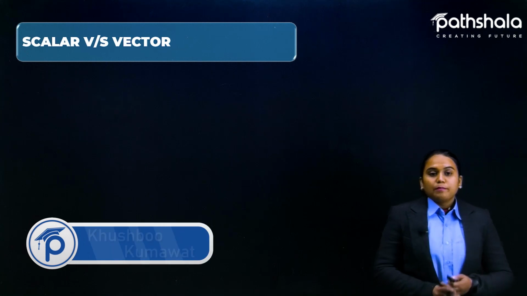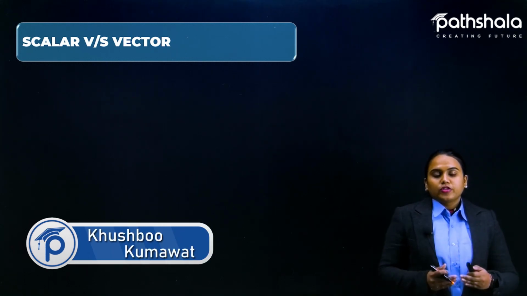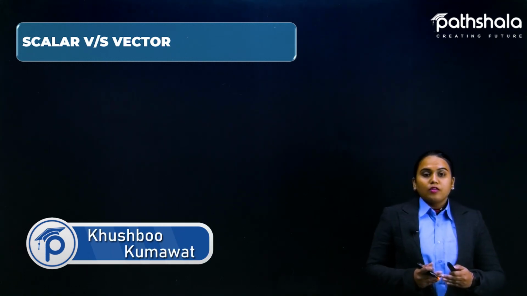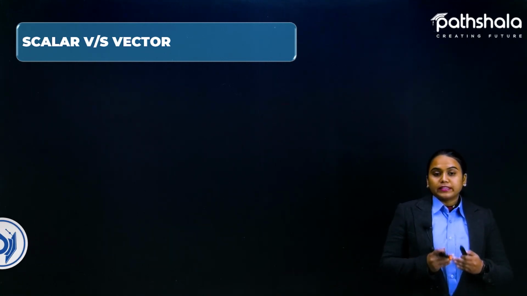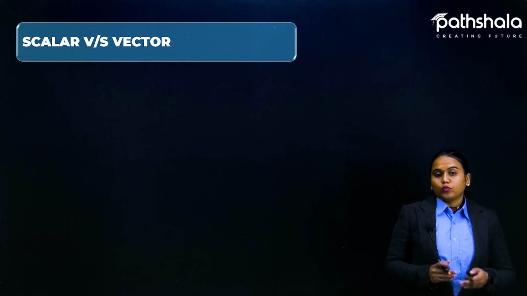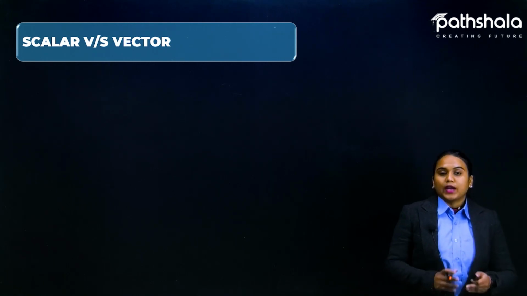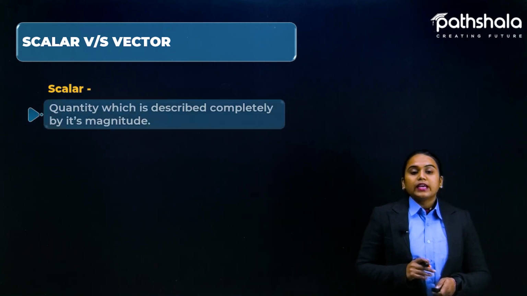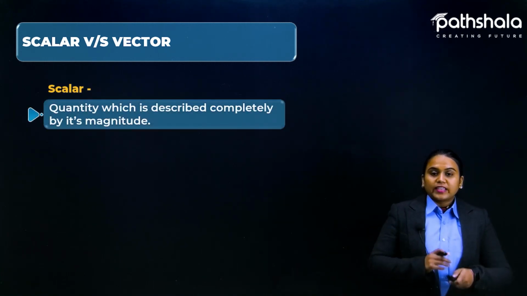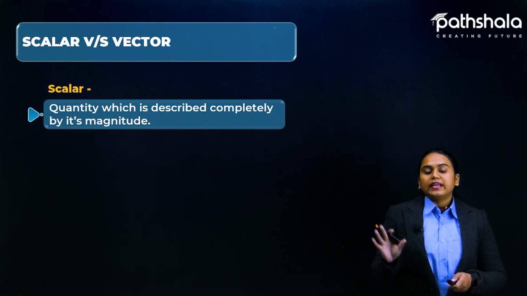Before moving further in this chapter, we should know about scalar and vector quantities. In physics there are two kinds of quantities. One is scalar and another one is vector. So what is it? Scalar quantities are those quantities which can be described completely by their magnitude.